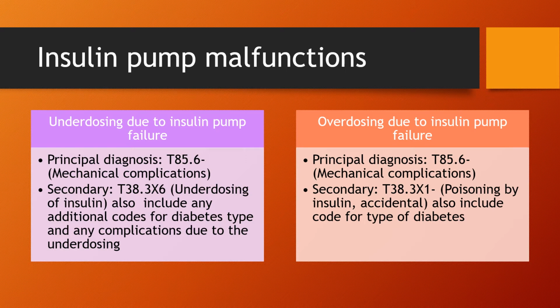If the insulin pump failure results in overdosing of insulin, the same principal diagnosis for mechanical complications is used, T85.6, but the secondary would be for poisoning by insulin accidental, T38.3x1, and make sure to include the code for the type of diabetes.